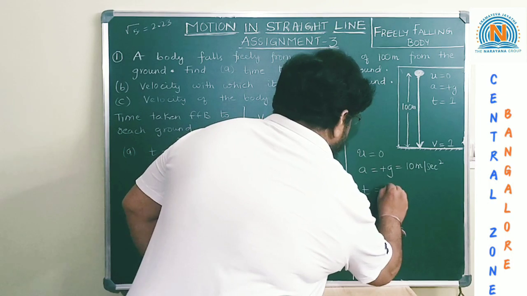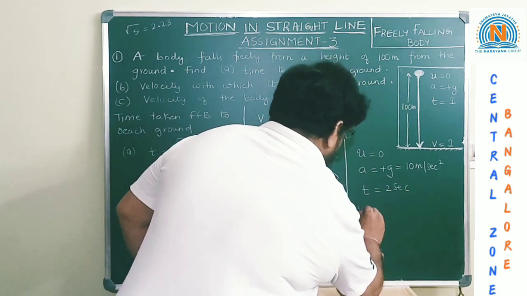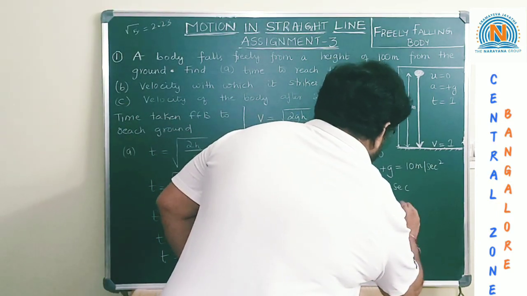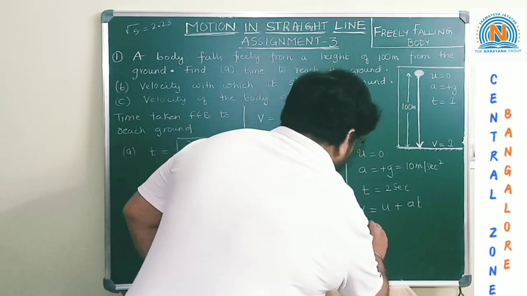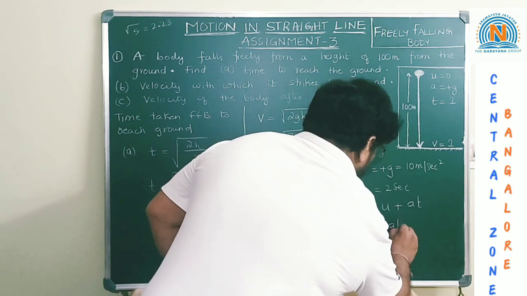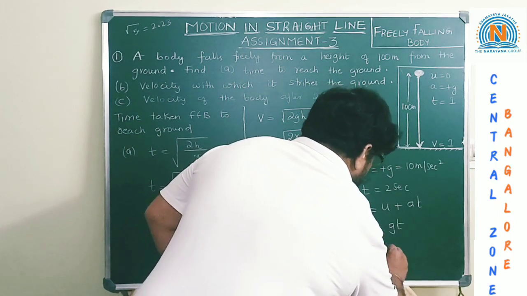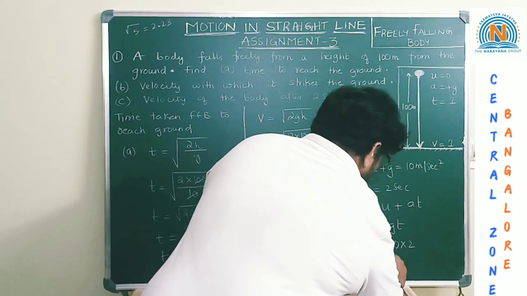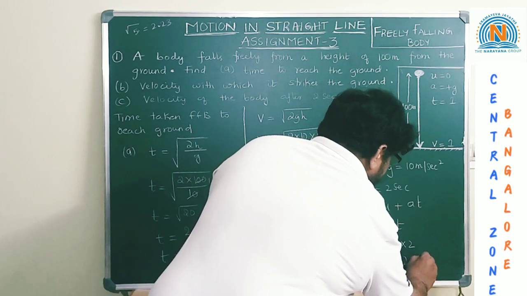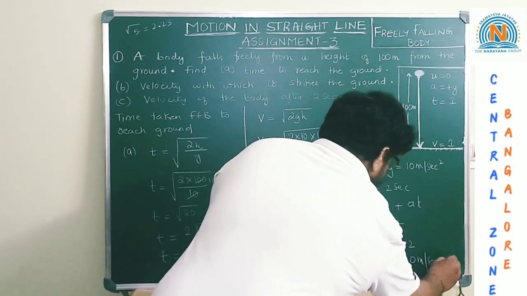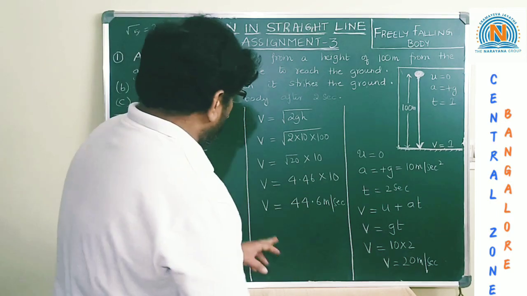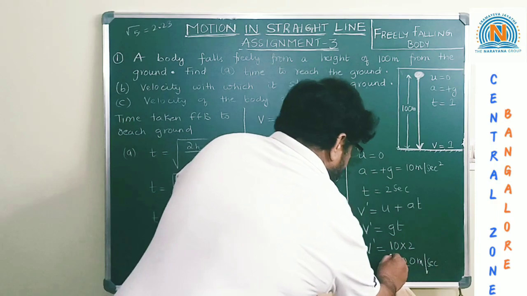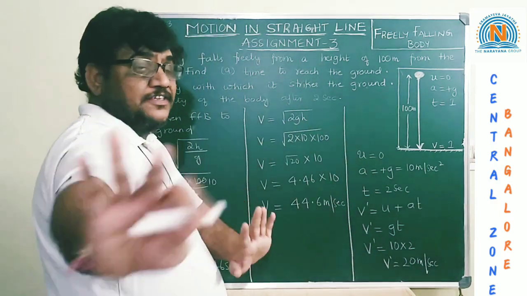After 2 seconds, what is its velocity? So V equal to u plus at, the first equation of motion, which you will get as V equal to gt. So V is equal to g is 10, time is 2. It means V is 20 meter per second. Since you want to differentiate this and this, you can take it as V dash. So V dash is equal to 20 meter per second.